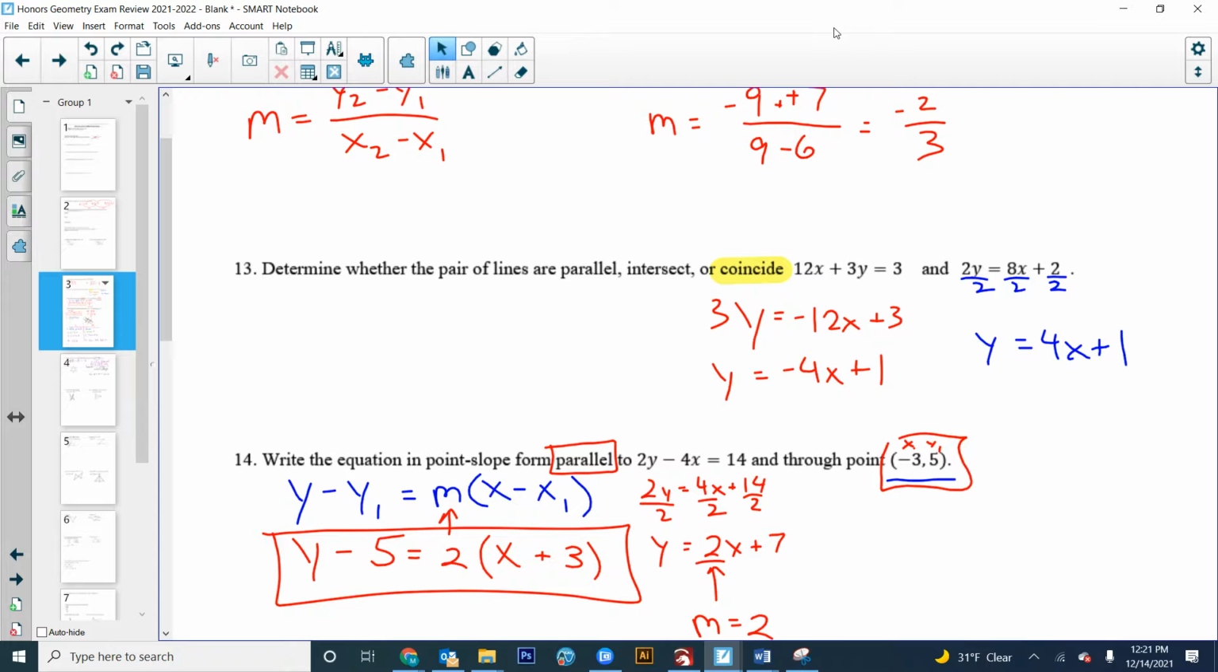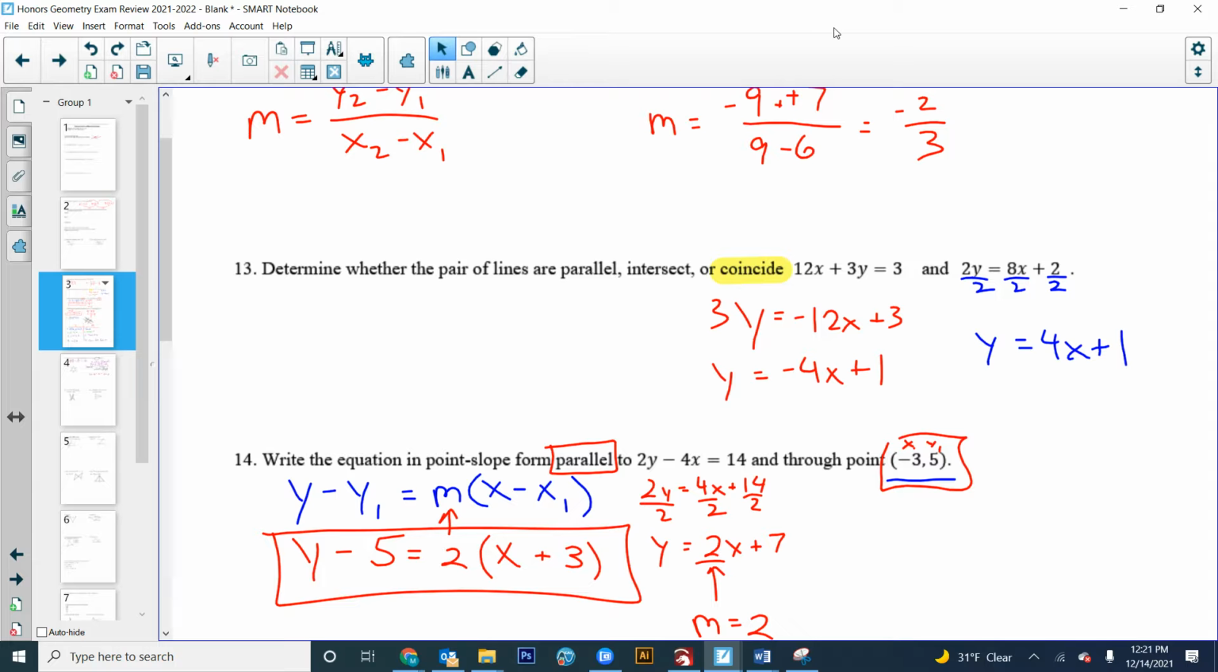Okay? Think about it. Slope of 3, slope of 4. Are they going to intersect? Yes, because they don't have the same slope. Did they have to have opposite reciprocal slopes to intersect? No. But what happens if they intersect and they have opposite reciprocal slopes? They don't just intersect. They're perpendicular. Do you see how that's not quite right? That's a special case.